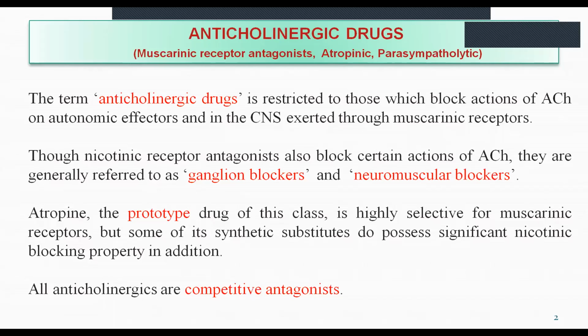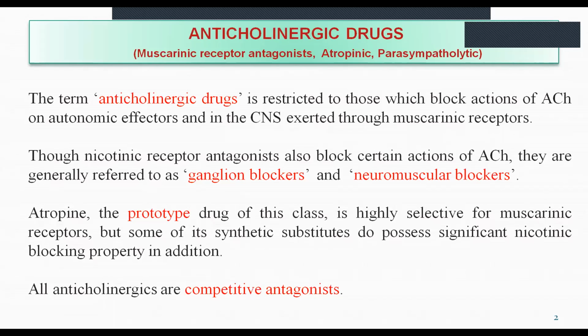Usually anticholinergic drugs refer to the muscarinic receptor antagonists M1 to M5, whereas the nicotinic receptor antagonists also block certain actions of acetylcholine, and they are generally referred to as the ganglionic blockers or neuromuscular blockers. So the ones which act on M1 to M5 type of receptors are called anticholinergics, and the drugs acting on NN and NM are known as the ganglionic blockers or the neuromuscular blockers.